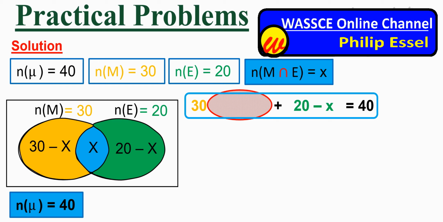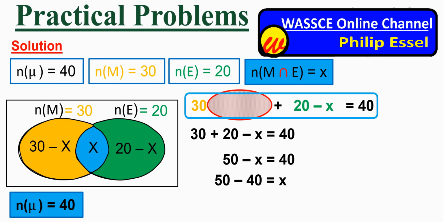We now have 30 plus 20 minus x. The 30 plus the 20 will give us 50. So we would have 50 minus x equals 40. At this point, we would have to group like terms. So we would move the x to the right side of the equation, and we will move the 40 to the left side of the equation. And that will give us 50 minus 40 equals x.